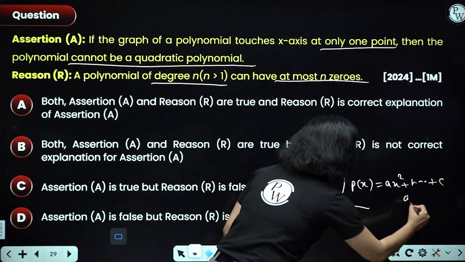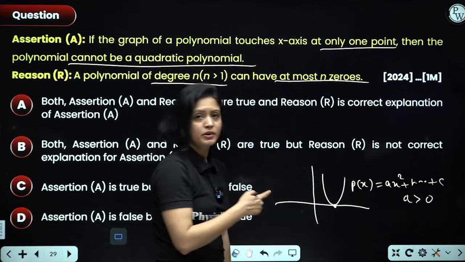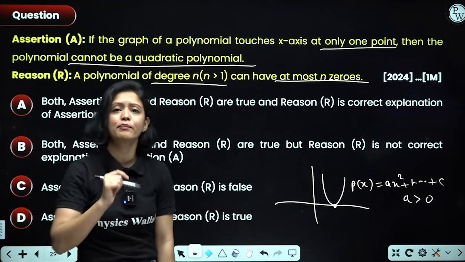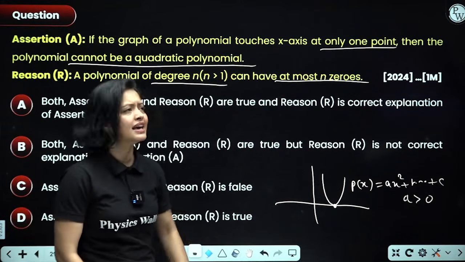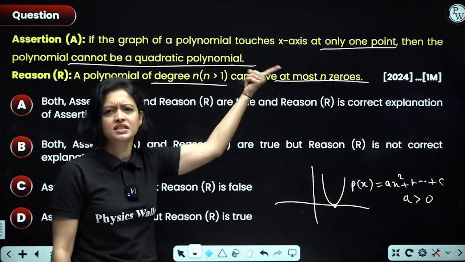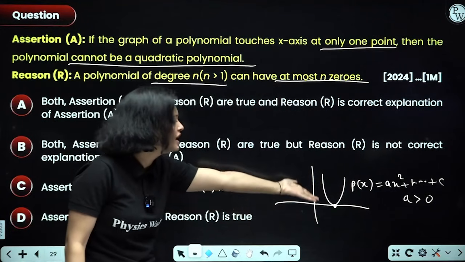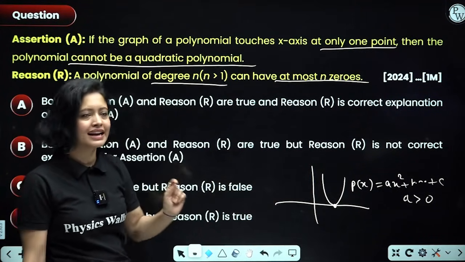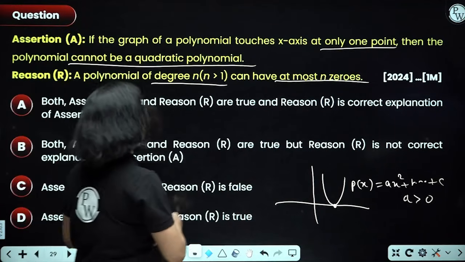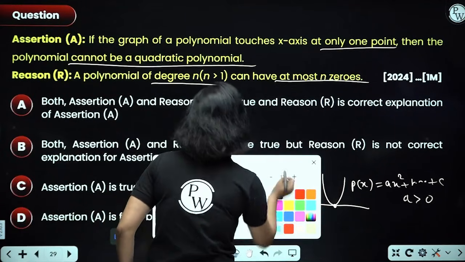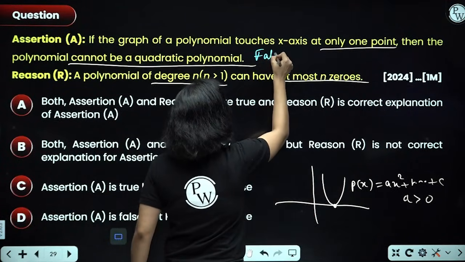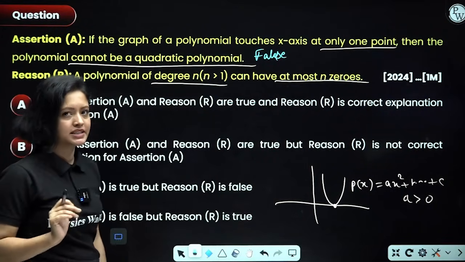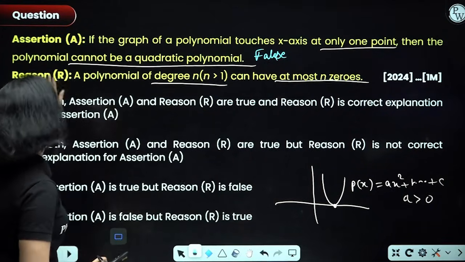This here is the graph of a quadratic polynomial because it's a parabola and it is touching the x-axis at exactly one point. So how are they saying that if a polynomial touches the x-axis at one point, it cannot be a quadratic polynomial? It is a quadratic polynomial. Come on, here we saw this, right? So they are correctly incorrect. The first statement is clearly false. Okay, so again I repeat, test the validity of both the statements individually. Now let's move on to the second statement, guys.